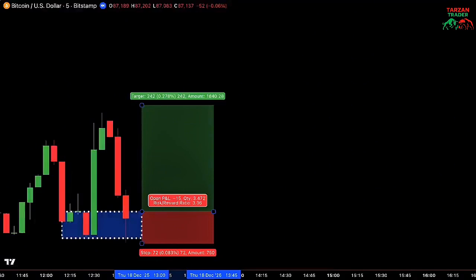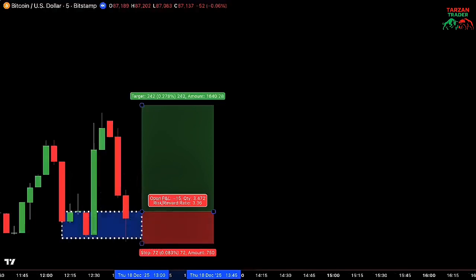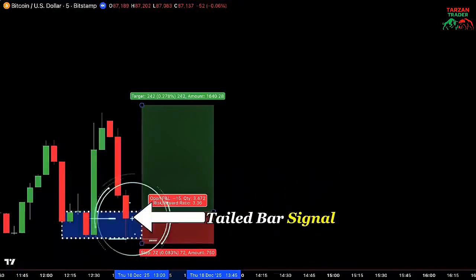As the price revisits the zone, we see a liquidity sweep. The market dips below the demand zone, triggering retail traders' stop losses and allowing smart money to collect liquidity. After the liquidity sweep, we get a tailed bar as our confirmation signal. Let's break it down. The long tail on the candle shows that the market was pushed below the demand zone, but buyers stepped in and rejected the lower prices.